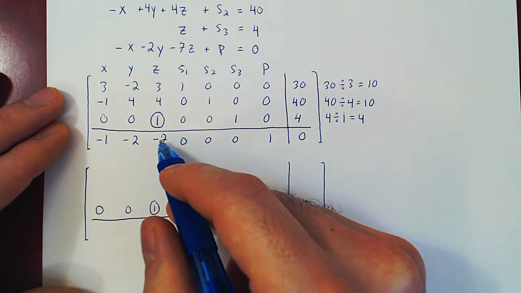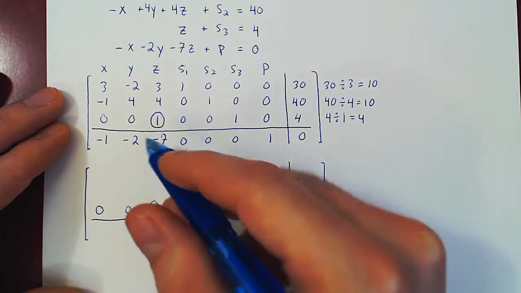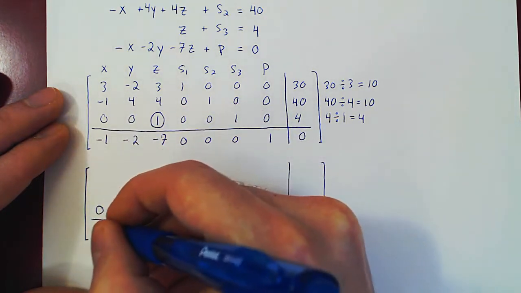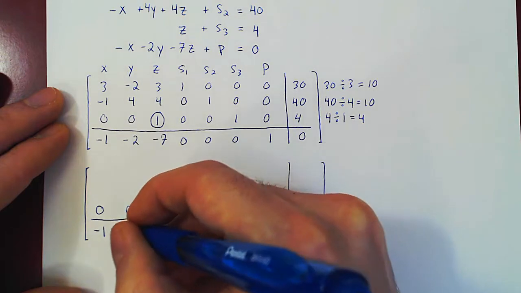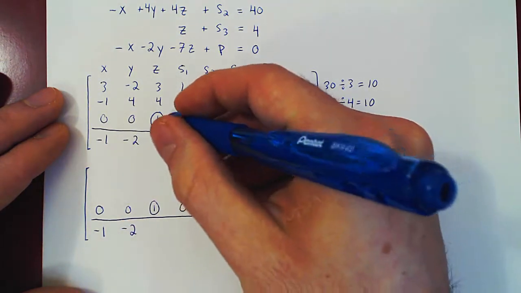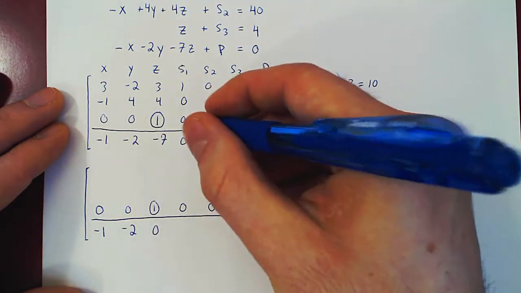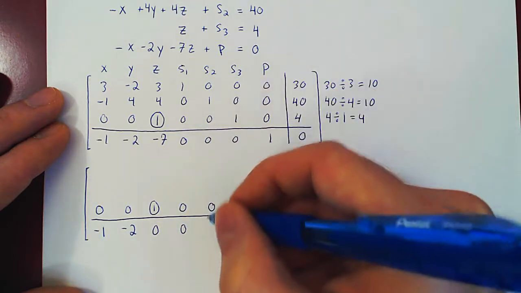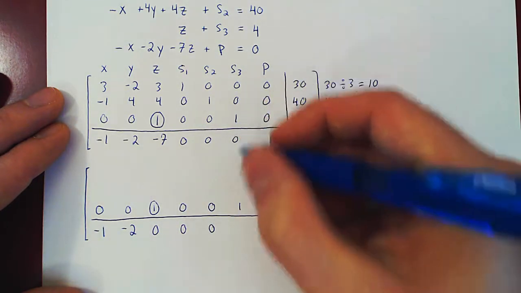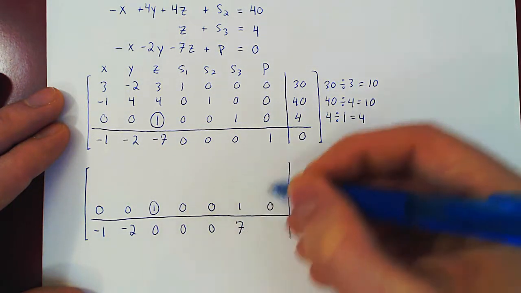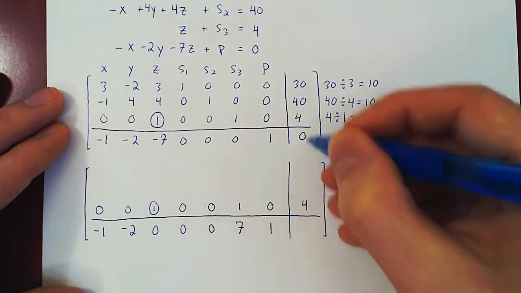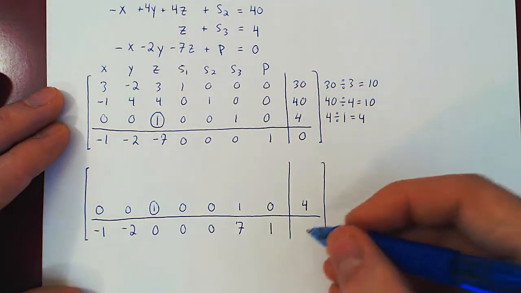Let's kill the 7 by doing row 4 plus 7 row 3. So negative 1 plus 7, negative 1, negative 2 plus 7, negative 2, negative 7 plus 7, 0, 0 plus 0, 0 plus 0, 0 plus 7, 7, 1 plus 0, 1, 0 plus 4 times 7, 28.